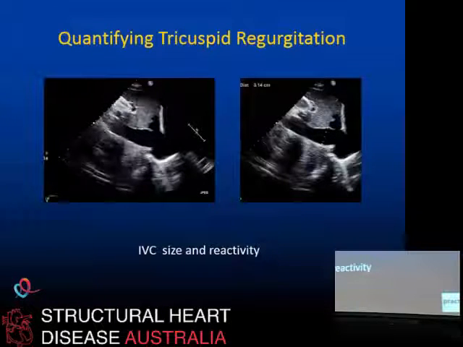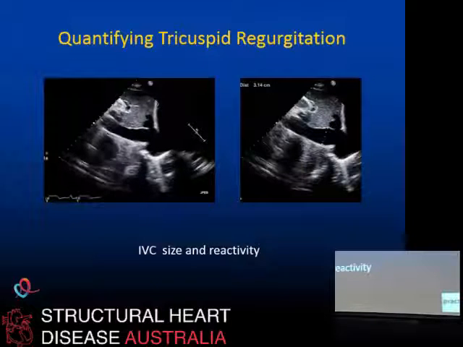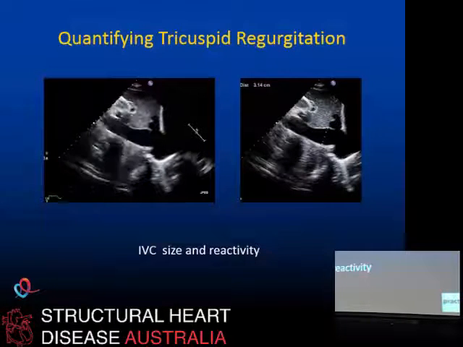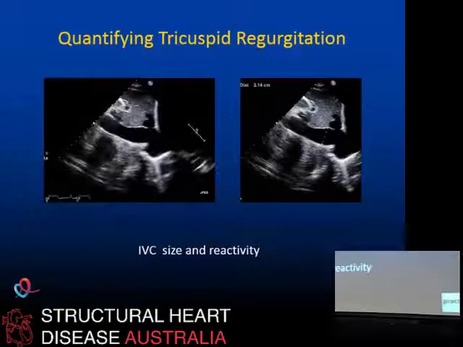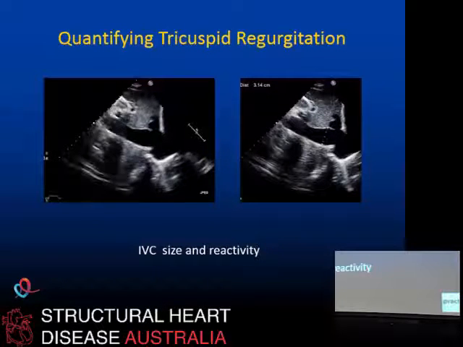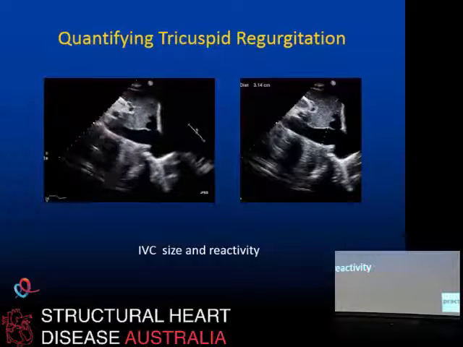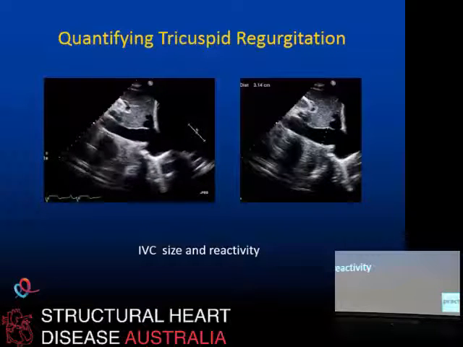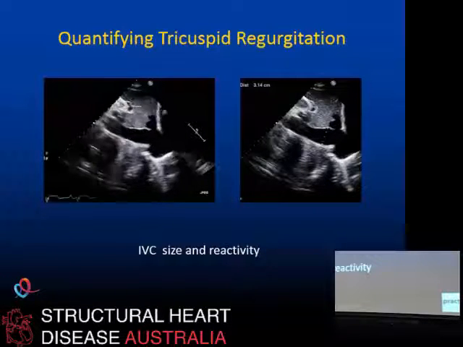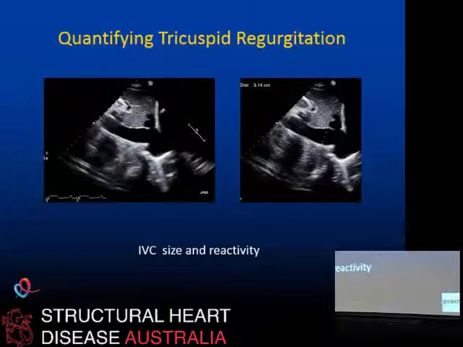Two-dimensional examination of the inferior vena cava is also important. On the left you can see pulsating movement of the inferior vena cava as reflected by the V waves, which we've heard about earlier today. On the right you can see that the inferior vena cava is dilated.